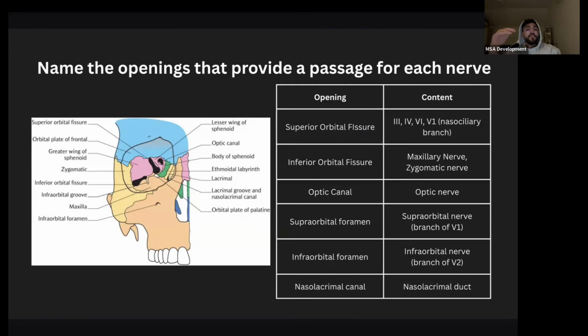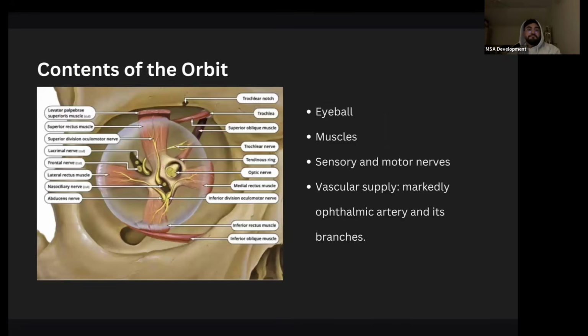The inferior orbital fissure, because of the inferior wall, if you remember the floor, what makes the floor? You have the palatine bone, you have the maxilla, and you have the zygomatic, right? So the inferior orbital fissure is going to hold the maxillary nerve and the zygomatic nerve. See, it's very easy if you connect all the dots together, okay? It's going to be really easy for you to apply and remember the anatomy, okay?